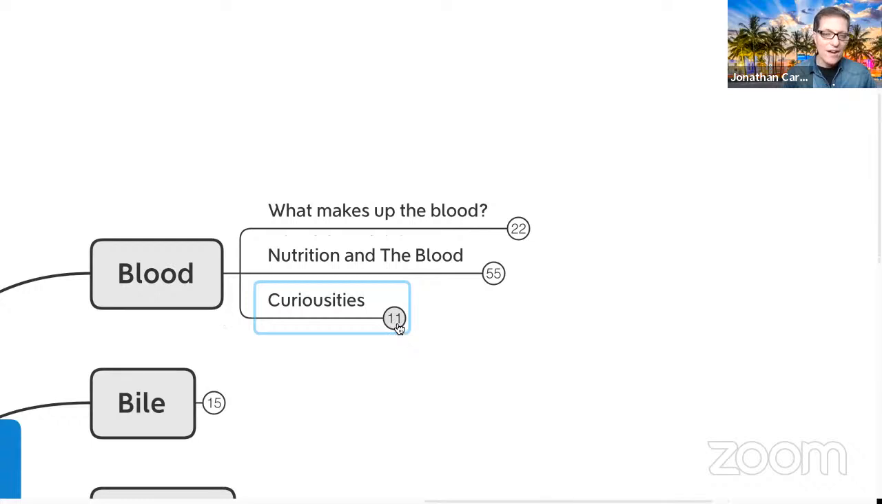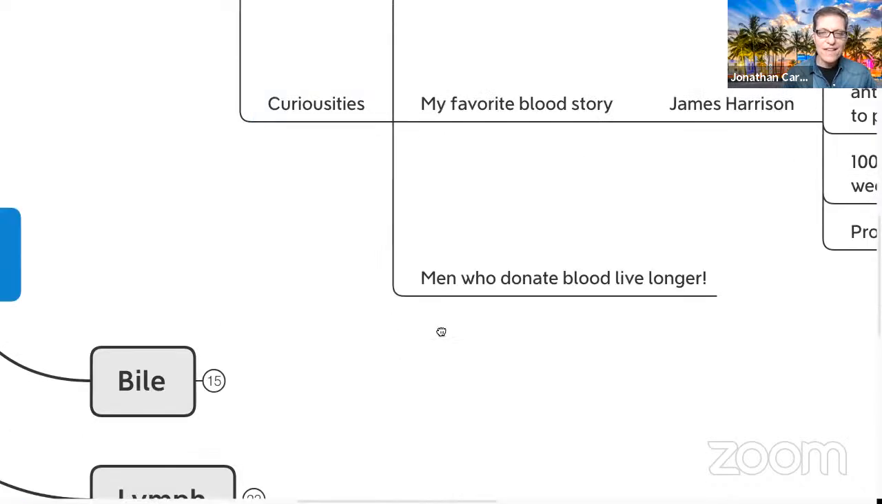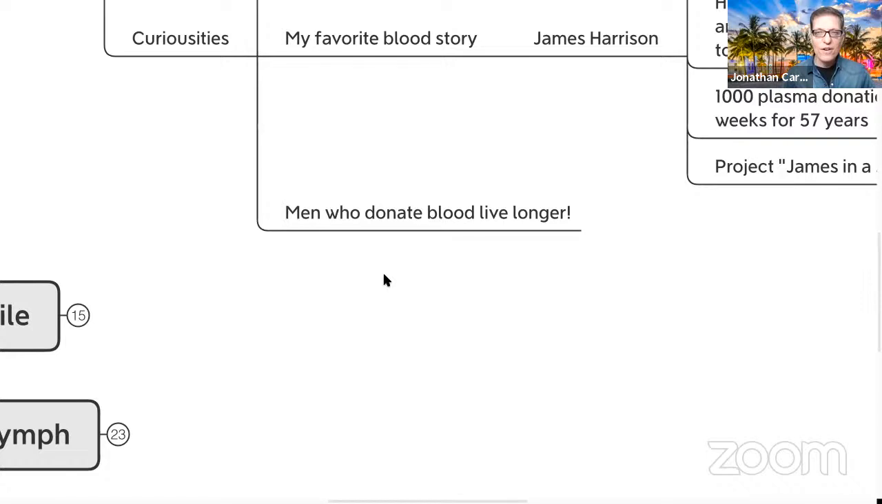So thinking about iron, one of my favorite things is that men who donate blood live longer. And there are probably several reasons. One is that it's reducing a little bit the amount of iron that men have in their body. And so in men, generally speaking, reducing the iron load is going to be helpful. And that has been proven over and over again: men who donate blood live longer.